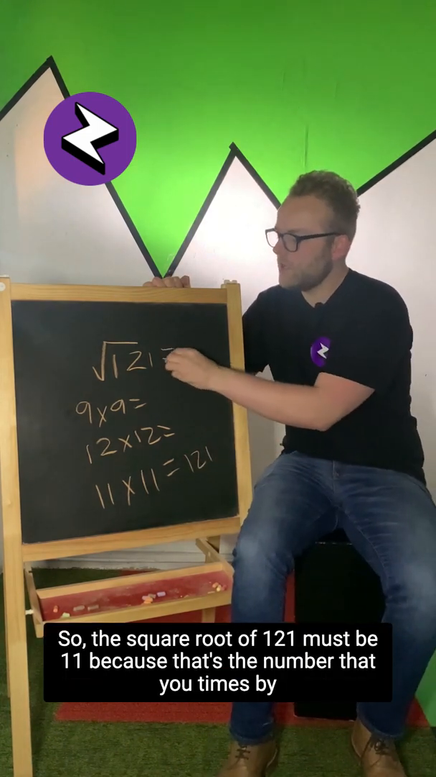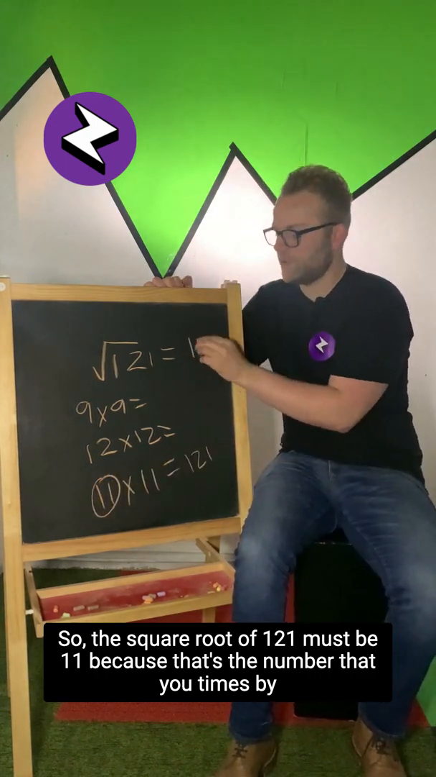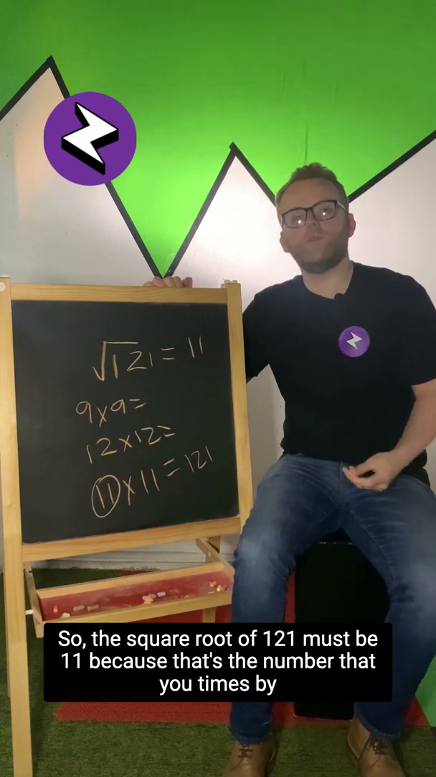Okay, so the square root of 121 must be 11, because that's the number that you times by itself to make 121.